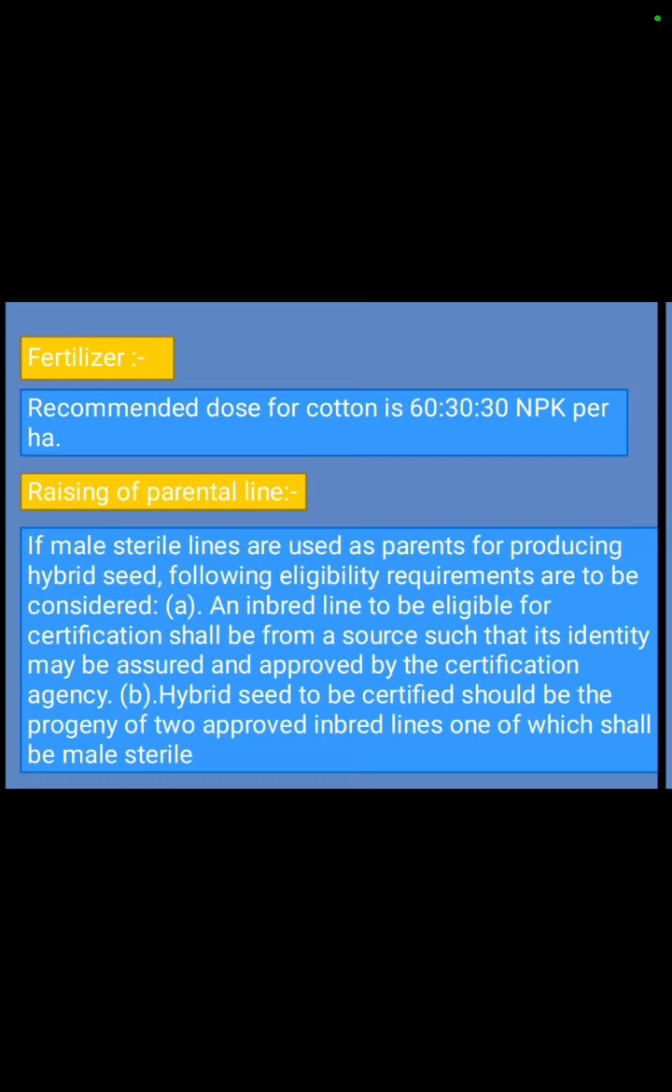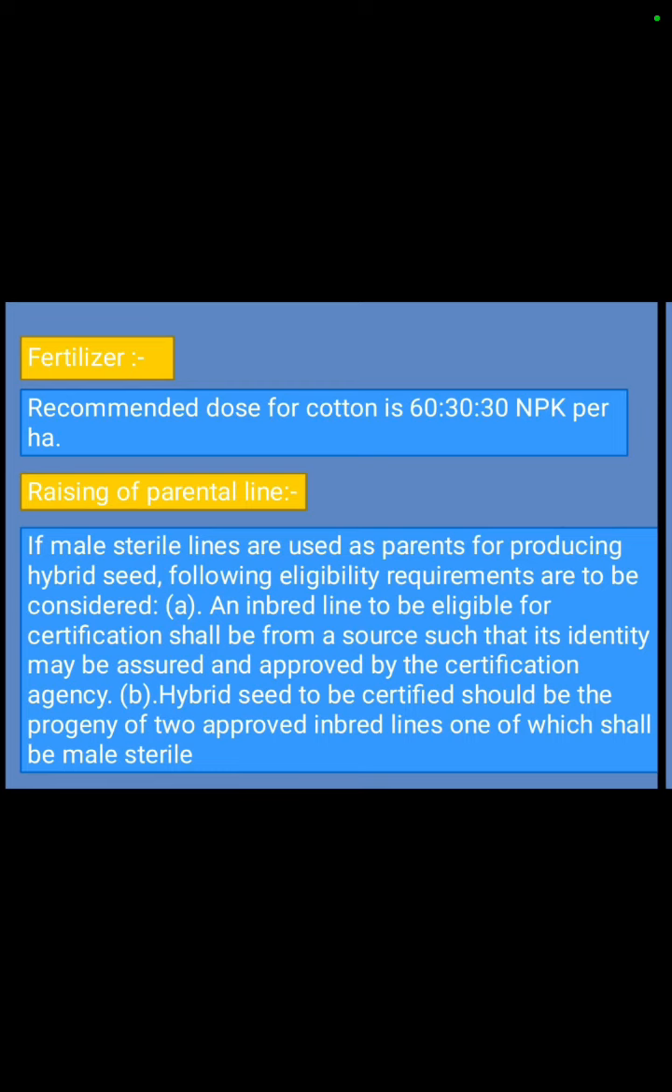Raising of parental lines. If male sterile lines are used as parents for producing hybrid seeds, the following eligibility requirements are to be considered. First, an inbred line to be eligible for certification shall be from a source such that its identity may be assured and approved by the certification agency. Second, hybrid seeds to be certified should be the progeny of two approved inbred lines, one of which shall be male sterile.